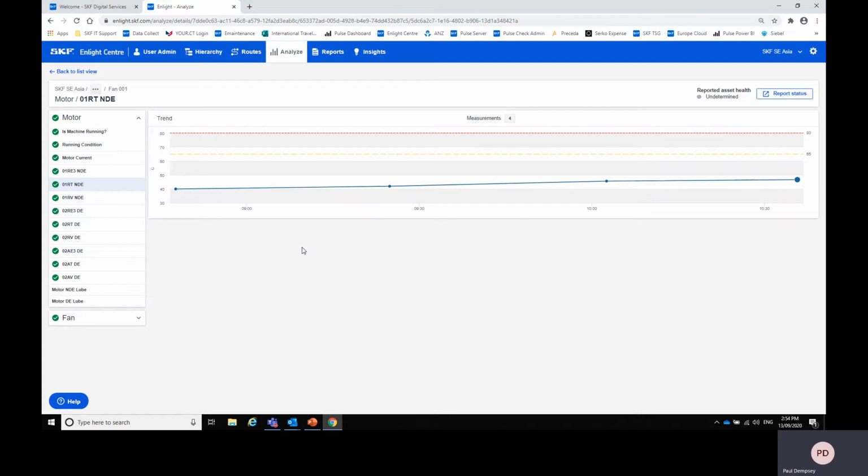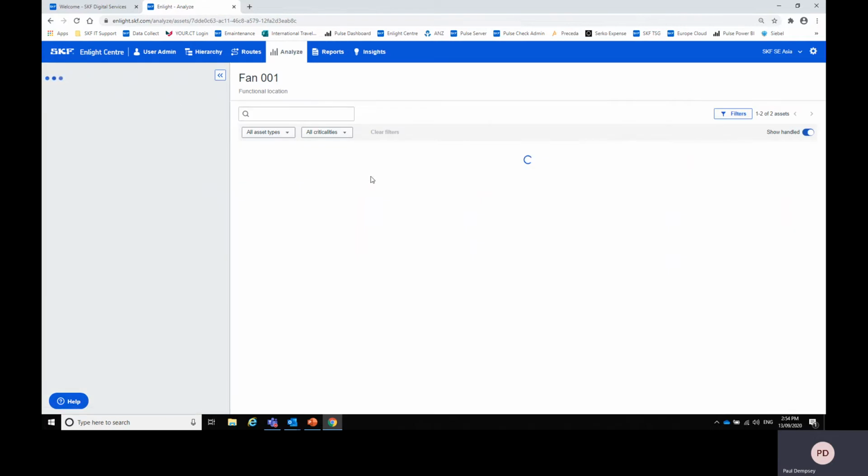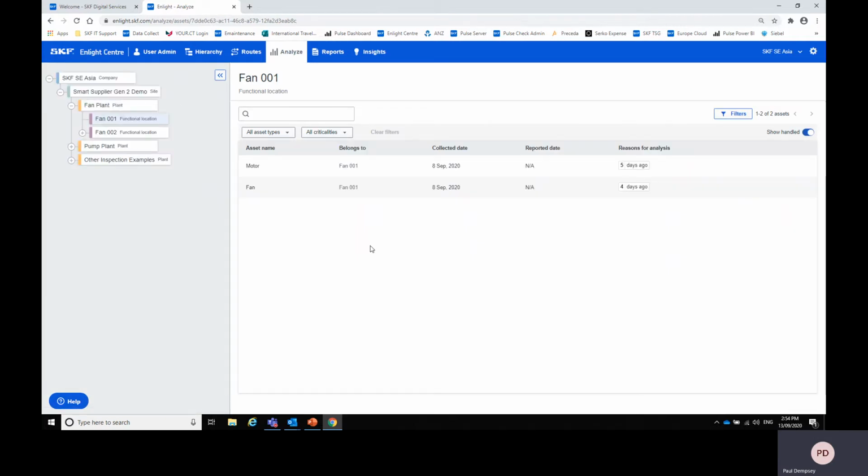However, we don't want to have to go and look at every piece of data. And for you, the customer, really all you want to do is have a look at pieces of data where there's perhaps a problem. And what's really, really nice about the Enlight Centre is it will tell you very quickly where there may be suspected problems.